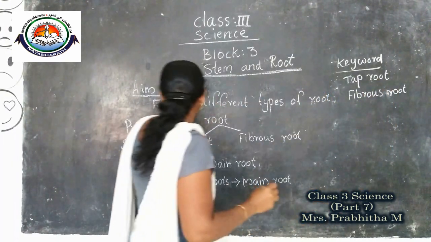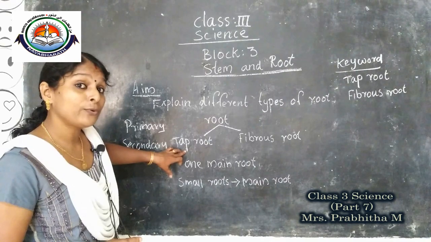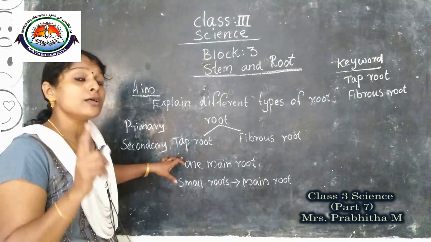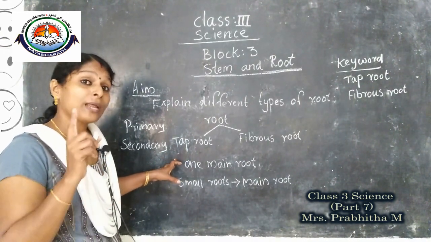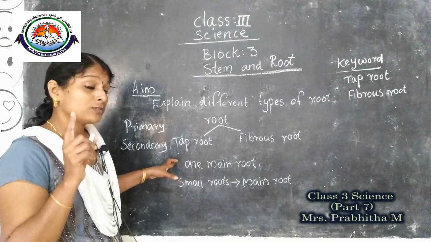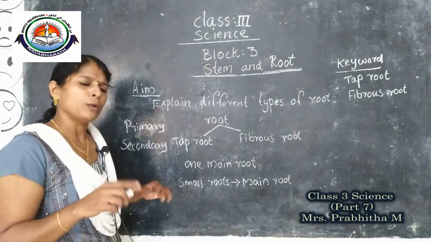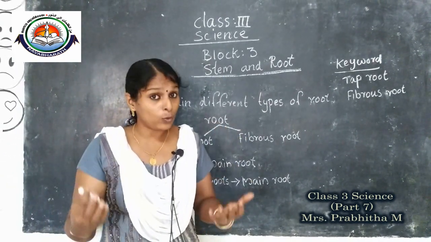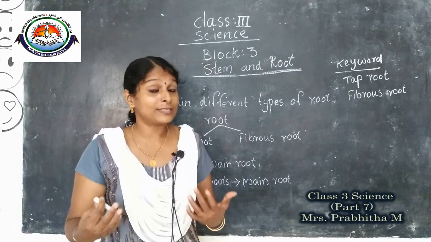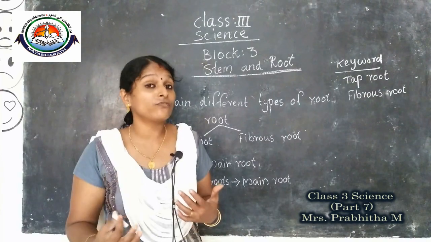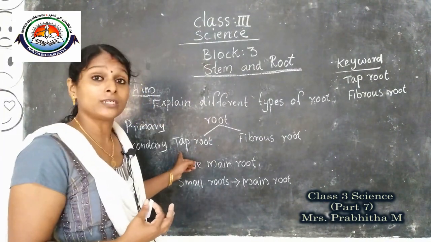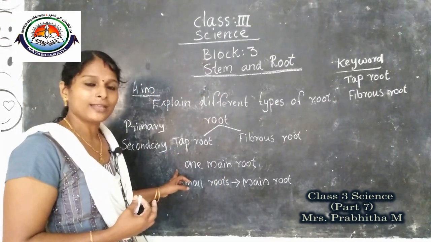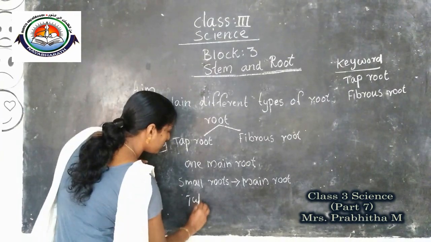So what is tap root? Tap root has one main root or one primary root, and some small roots are coming from the primary root, or main root. These small roots are called secondary roots. Most of the plants have this tap root. Most of the plants like mango tree. Hibiscus plant is a shrub, isn't it? Most of the shrubs also have this kind of root, tap root. Tulasi, all these plants have a tap root.